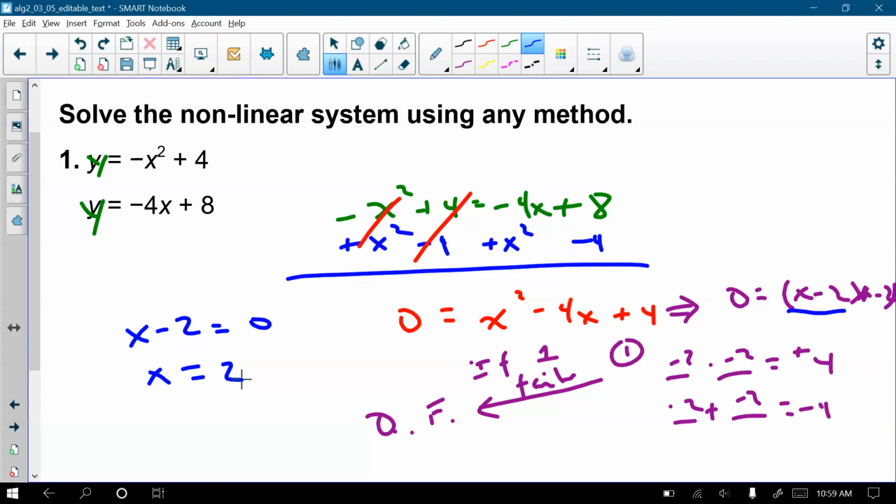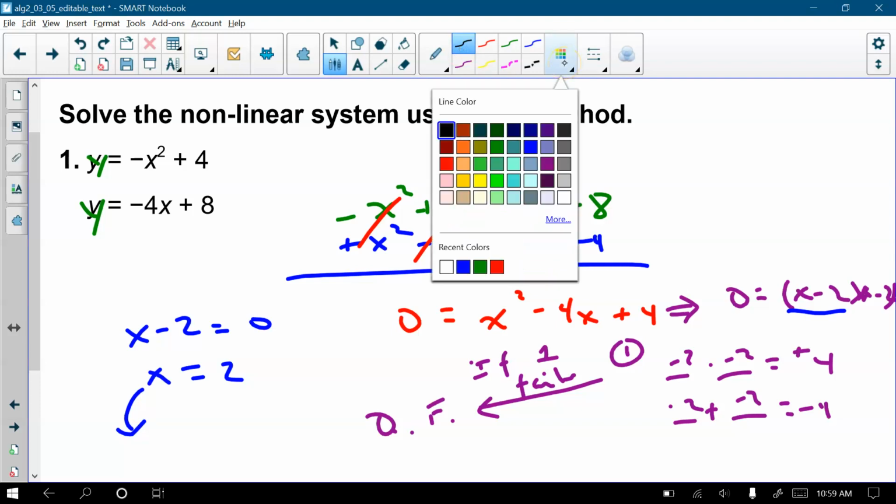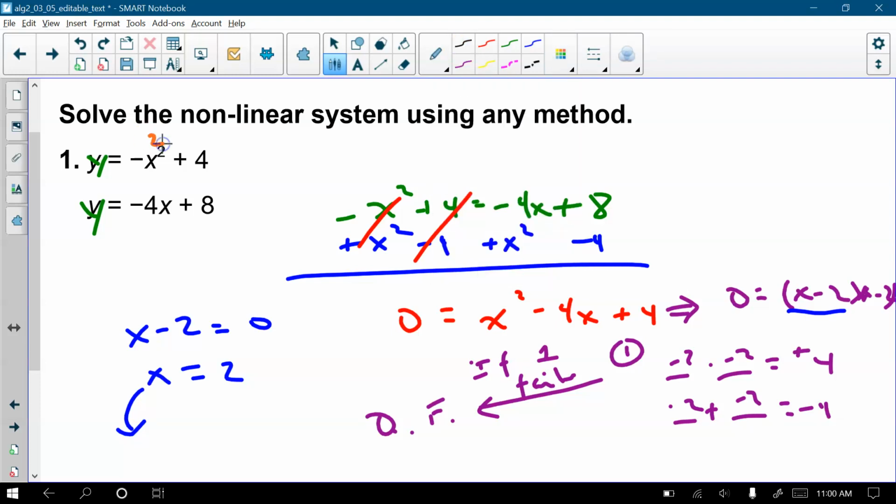But then I still have to get the y value. So the y value could be plugged into either of these equations. So when x equals 2, I get 2 squared minus 4 times 2 plus 4, which is equal to 0. I get -4 times 2 plus 8, which is equal to 0. So my y value is 0. So the answer to the question is 2, 0.